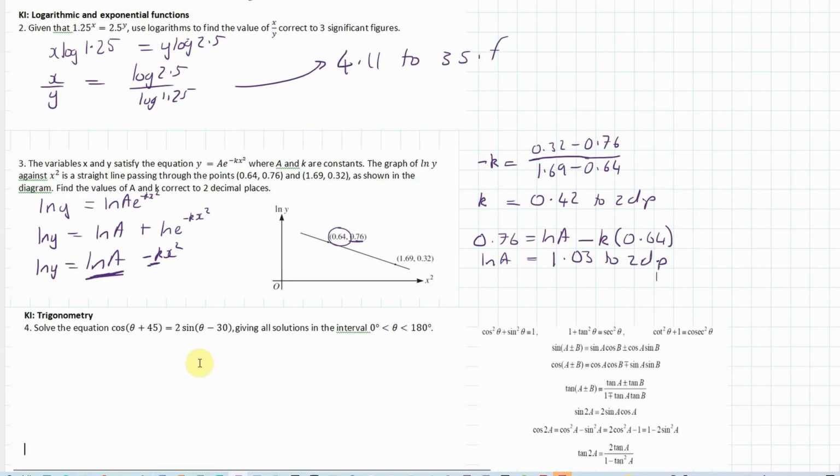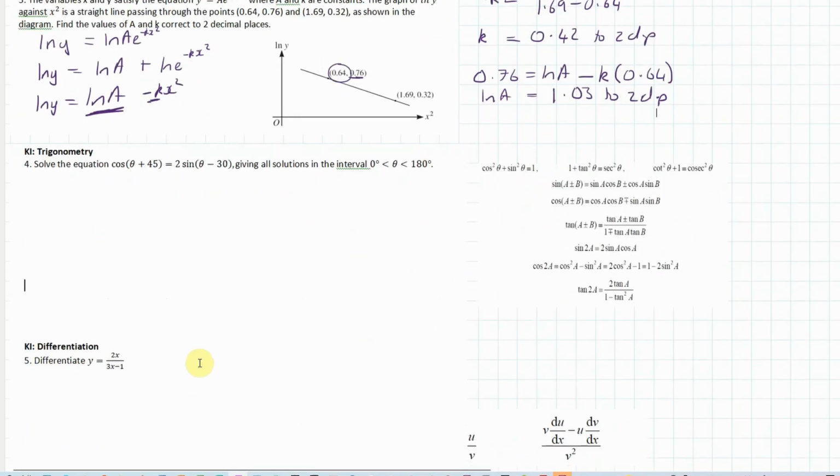Alright, moving right along, we've got a trigonometry question here, and we're trying to solve this, and you can see clearly that we're going to be using the addition rule. So we're going to use this, and we've also got to use the sine addition rule, which is this one here. Okay, so on the left hand side, that is equal to cosine.